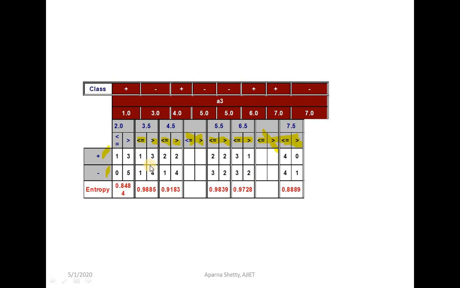Okay, similarly update all these values. Same way, you have to count the number of records that are less than or equal to 3.5 and belong to class plus. Count the number of records that are less than or equal to 3.5 and belong to class minus. Also count the records that are greater than 3.5 and belong to class plus, and count the number of records that are greater than 3.5 and belong to class minus. Same way, repeat for all the values.